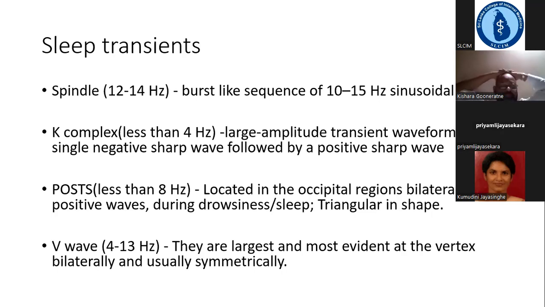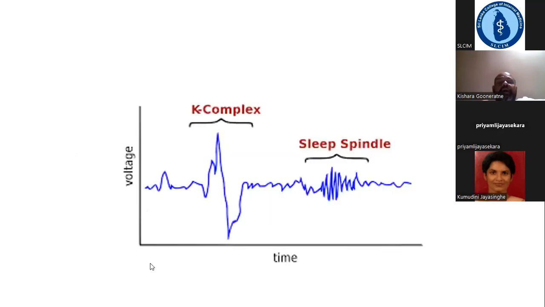Then we've got these V waves, or vertex waves, which can occur during the first stage of non-REM sleep, and they are maximal over the vertex, that is the central leads, which you saw on the 10-20 system, right? So this is what a K complex would look like, and this is what a sleep spindle would look like.